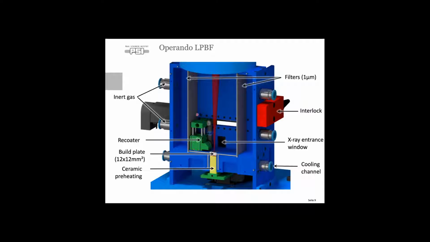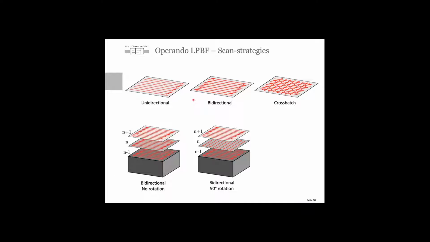What is also important is that we have inlets for inert gas, so we can do the measurements in an argon, helium, or nitrogen atmosphere. With this device, we can print samples using the usual scanning strategies: unidirectional, bidirectional, cross-hatch, and so on. We will be using mainly the bidirectional case for the experiments that I will show you, both in diffraction and in radiography mode.